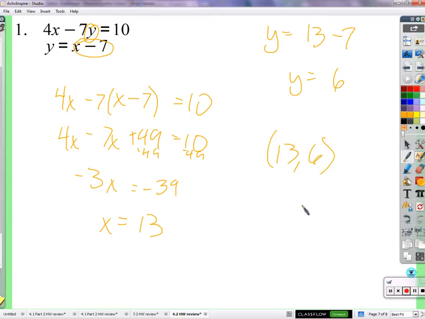Saw some little mistakes as I walked around. Saw negative 13. Little things like that.